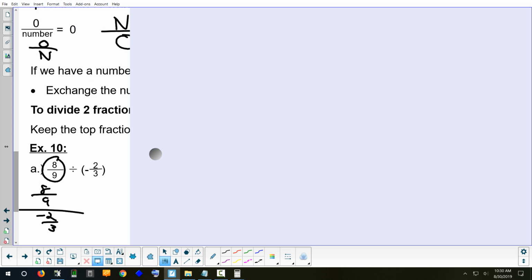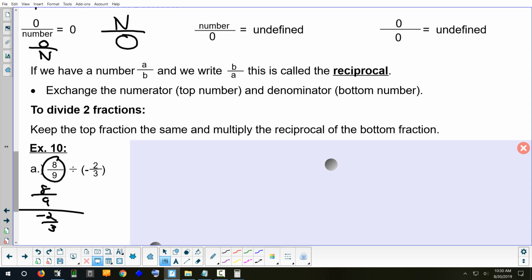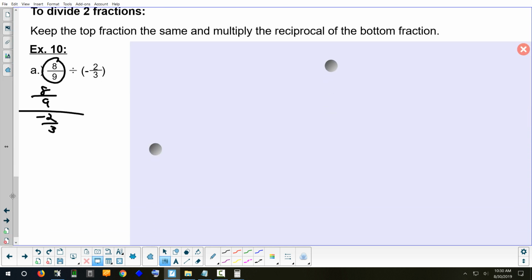So, what does it say to do to the top when you divide two fractions? Keep the top fraction the same. Keep the top the same. What's the top? 8/9. And what's the next thing? Change it to multiply. Multiply.